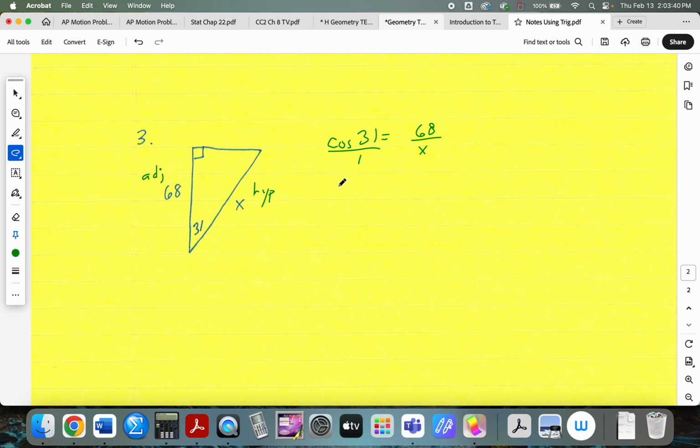All right, now we'll cross multiply. We'll have x times the cosine of 31 is 68. So I'll divide both sides by the cosine of 31. And we get 79.33, yes?